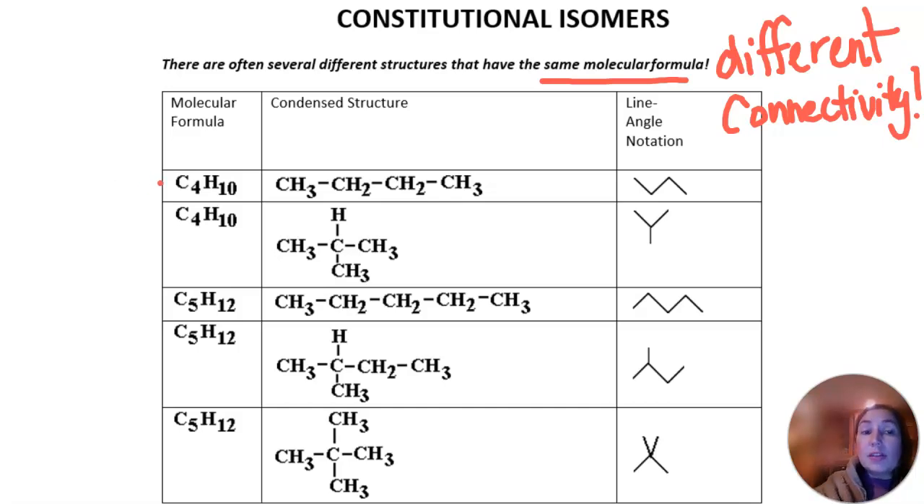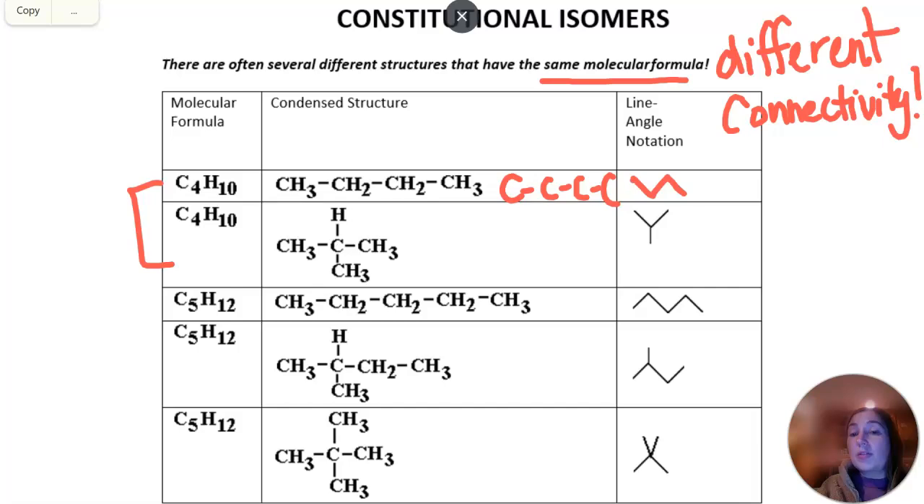For example, C4H10 has two different constitutional isomers. So the same molecular formula, but different structures. So you can have the four carbons all bonded together in a linear row. The straight chain, we'll call it. So it would just be 1, 2, 3, 4 carbons. With the line angle notation, you would just have 1, 2, 3, 4 points and 3 lines.